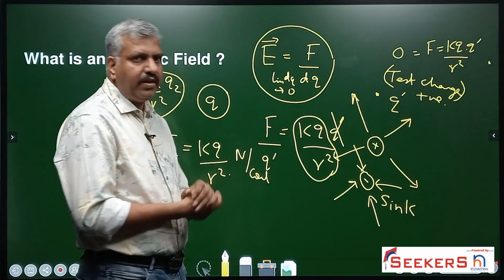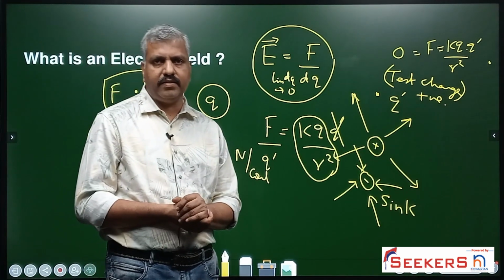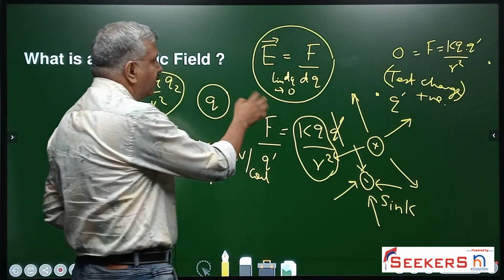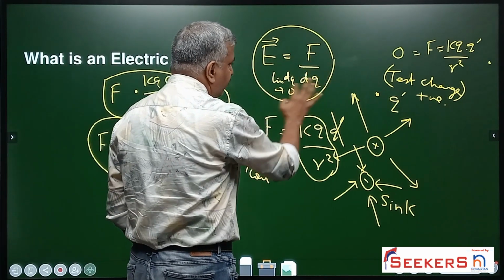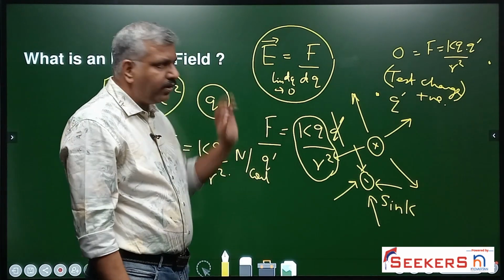So, the kind of question that you will get in your board exam is they can simply ask you what is electric field intensity. Okay. And there is another important question here. I said electric field intensity is F by dq, limit dq tending to 0. Now, why should dq tend to 0?